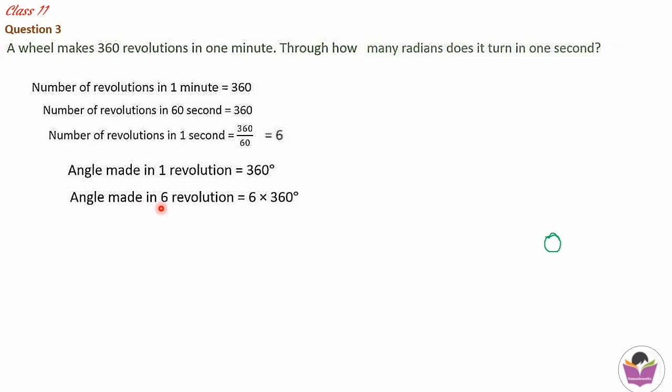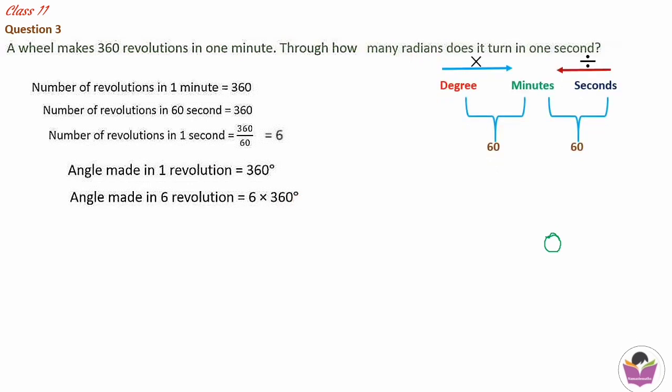Angle made in 6 revolutions, because in 1 second it is making 6 revolutions. 6 times it is rotating. That means 1 time is 360 degrees, 6 times means 6 into 360. That is in degrees. We have to convert this into radians. We know it is a conversion table that we have discussed before, and here radian measure is equal to pi by 180 into degree measure. That is the formula, because we want the answer in radians. Radian measure is pi by 180 into degree measure. Now this is in degree measure for us. That is pi by 180 into 6 into 360.